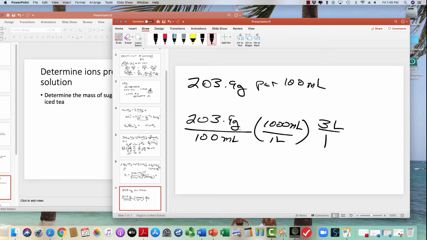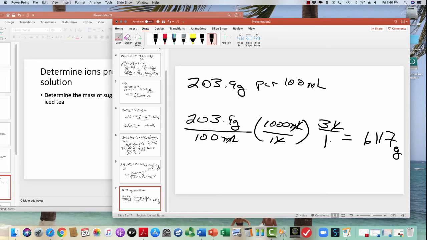Now we're doing dimensional analysis. The milliliters will cancel, liters will cancel, and what we have left is the mass of our substance, which is sugar. Let me get back to my calculator. 203.9 times 1,000 divided by 100, then times 3, and the number you should get is 6,117, and that's going to be grams of sugar. That is a lot of sugar in that iced tea. Also, we got 3 liters, so you're drinking a lot of it too.